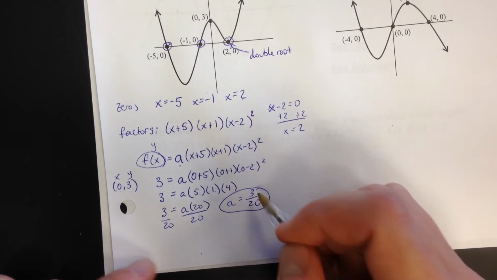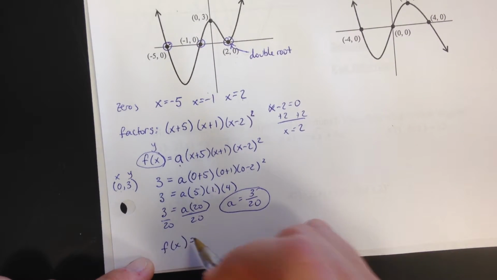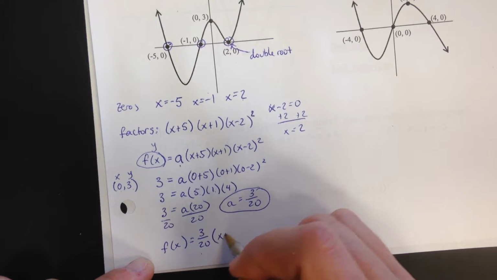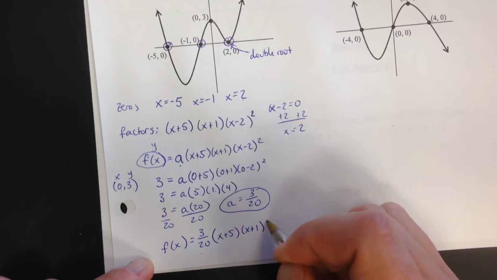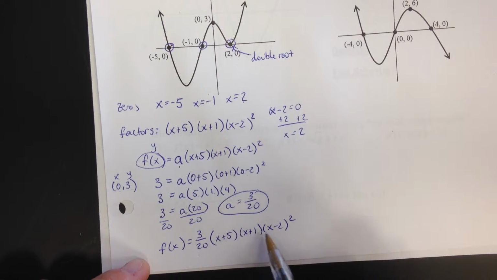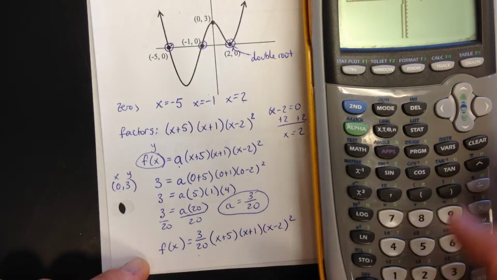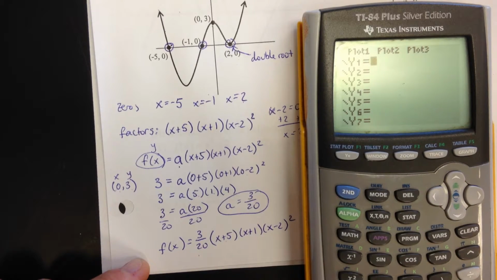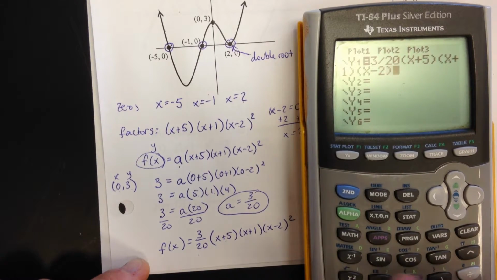Now the last thing we'll do here is we're going to write this down. F of x equals 3/20, and then I'm going to leave the factors like they are. X plus 5 times x plus 1 times x minus 2, that whole thing squared. If you multiply this out, it's not wrong, but it would just take you a long time to do it. The last thing I want to do here, I want to go to y equals and see how accurate this is. 3/20 times parentheses x plus 5 times parentheses x plus 1 times parentheses x minus 2 squared.